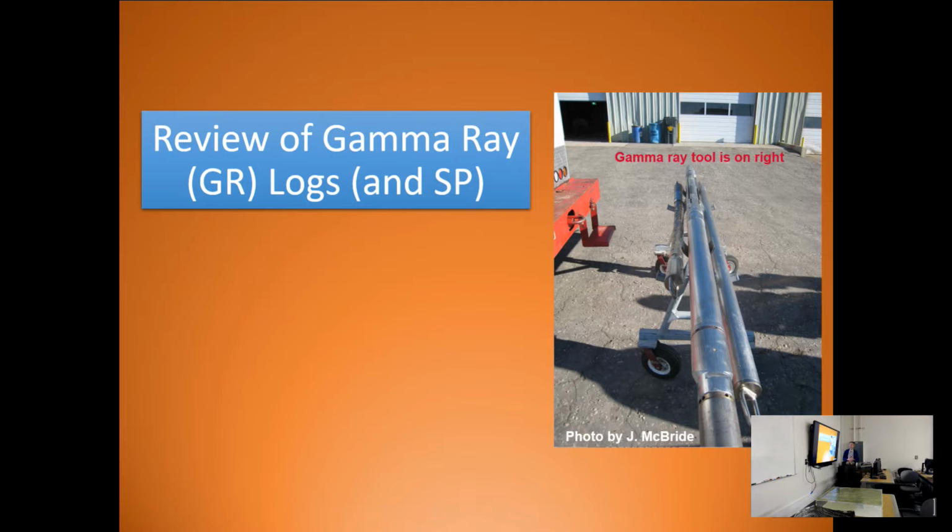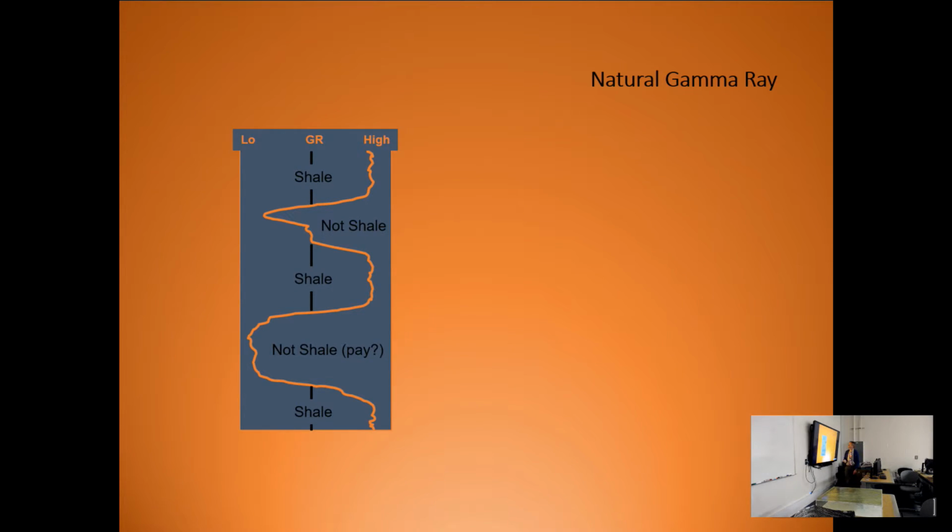Okay, so let's just do a review, or if you haven't had this before, it'll be a primer. This is the picture I took. Looking at log tools is sort of boring because they're always armored. They all tend to look the same once you look at it very carefully, but this is a gamma ray tool on the right here, just to give you an idea of what we're looking at. Okay, so gamma ray is what type of tool?